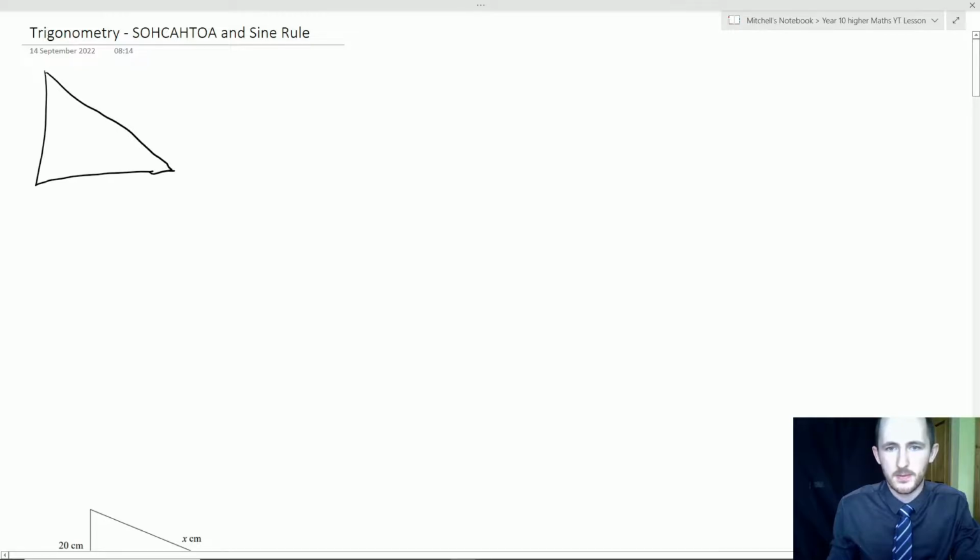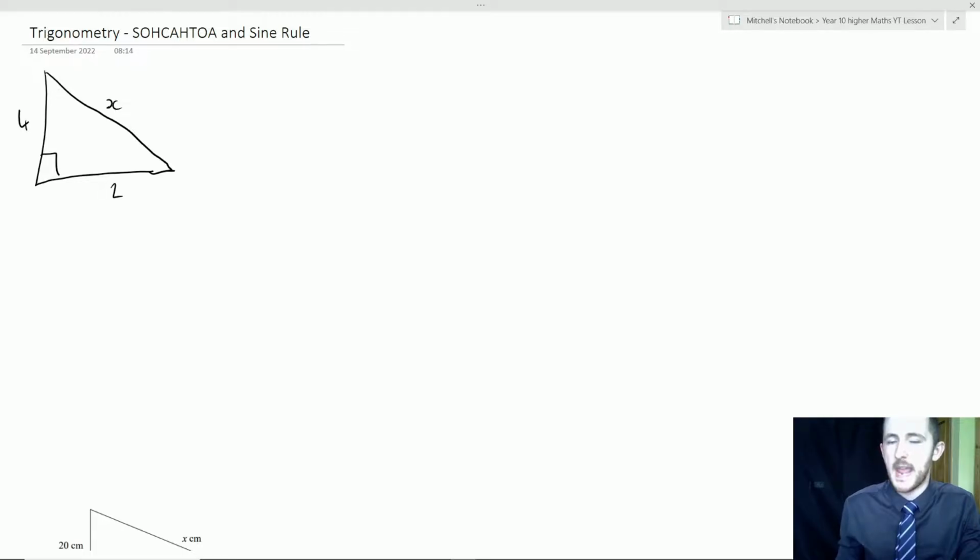right-angled triangle. Okay, so you may know that if we have two sides, let's say 4 and 2, we can work out whatever the x side is by using Pythagoras, right? So x squared equals 4 squared plus 2 squared. And then just go on and we can work it out. That's all well and good, but what if we want to work out an angle?